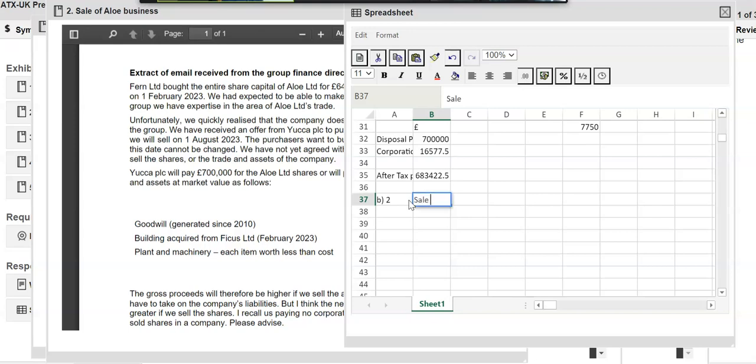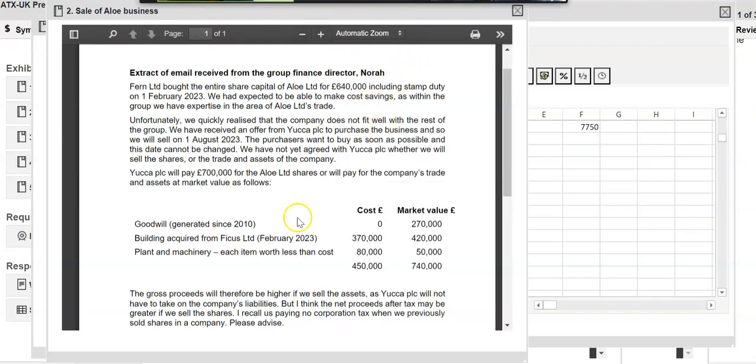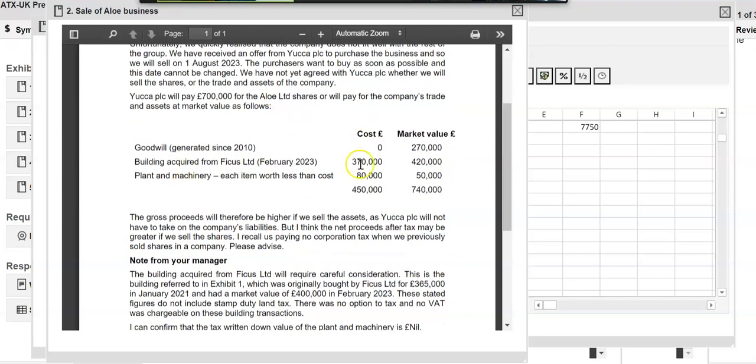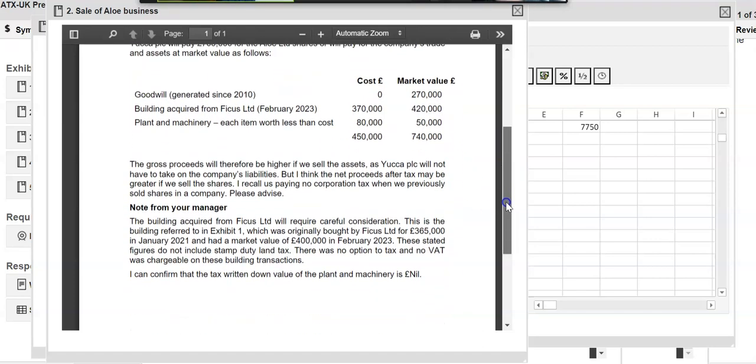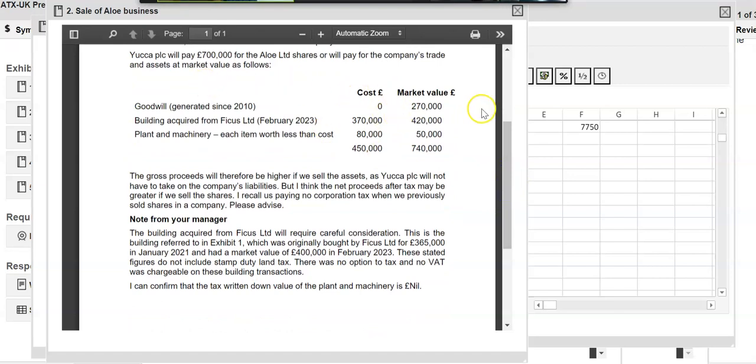Okay, now the sale of trade and assets. So this is B2. Let's move on to this part and read it again, mainly this part and the note from the manager. So please.